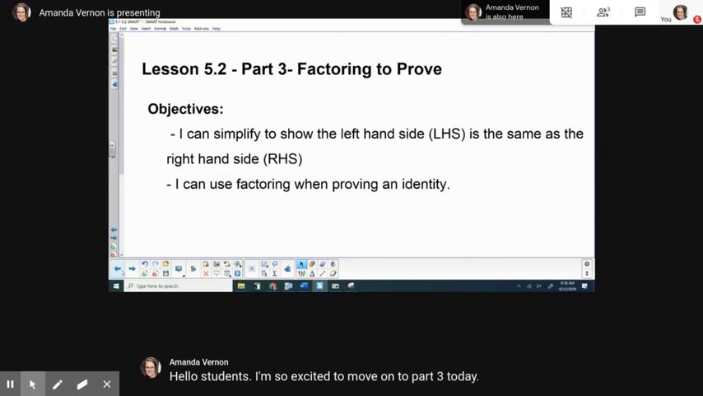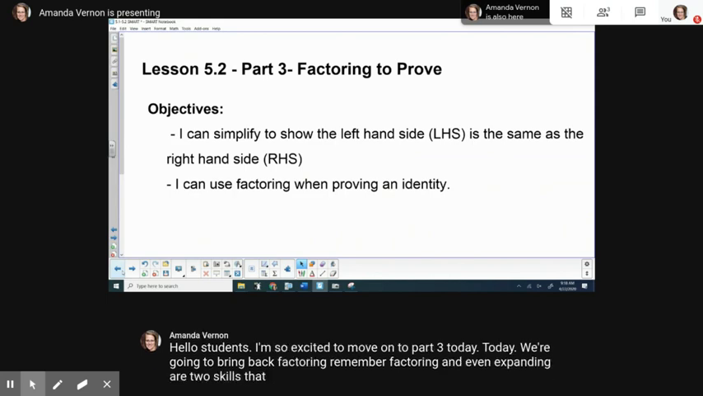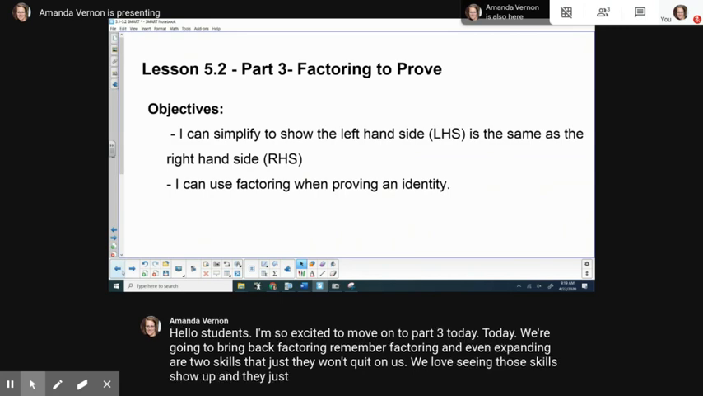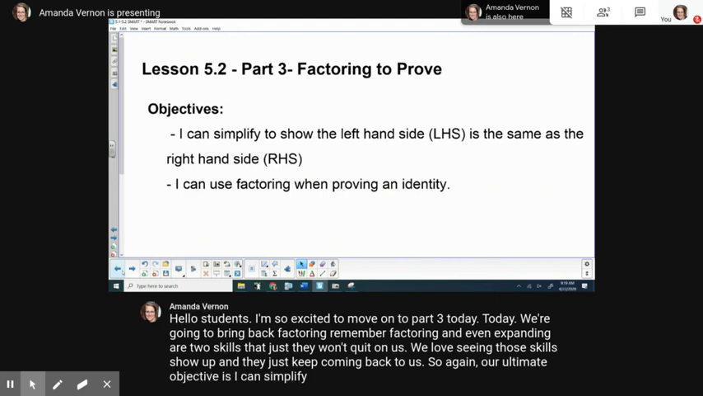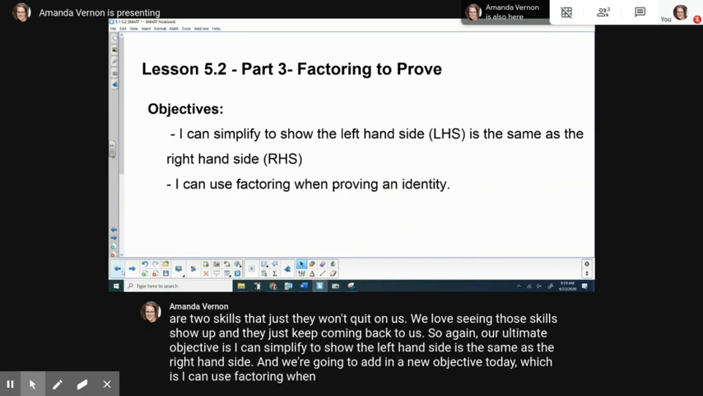Today, we're going to bring back factoring. Remember, factoring and even expanding are two skills that they won't quit on us. We love seeing those skills show up and they just keep coming back to us. So again, our ultimate objective is I can simplify to show the left-hand side is the same as the right-hand side. And we're going to add in a new objective today, which is I can use factoring when proving an identity. Let's go ahead and take a look.